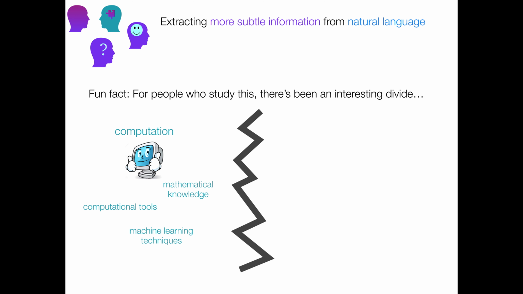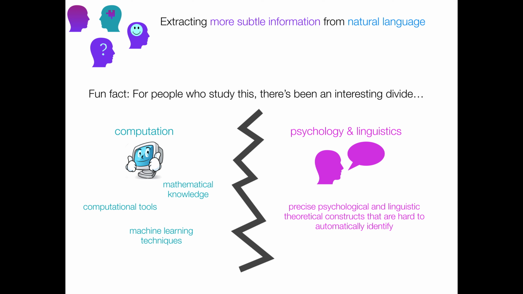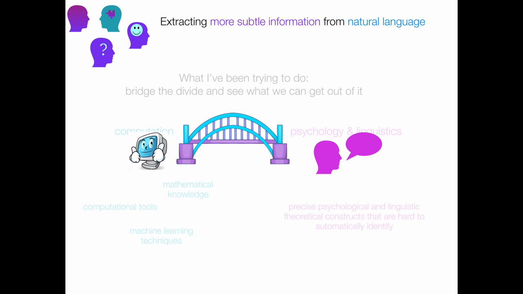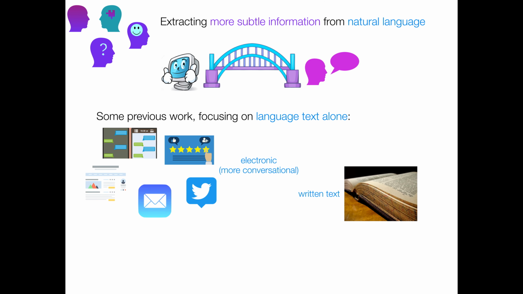Right. And on the other side, we have people coming at this from psychology and linguistics, where they maybe have very precise psychological and linguistic theories that allow them to create these constructs that might be really indicative of the subtle information, but which are hard to maybe automatically extract. So what I've been trying to do in a lot of my work in this area is bridge that divide between computational tools and psychology and linguistic intuitions and theories, and see what, if anything, we can get out of it.